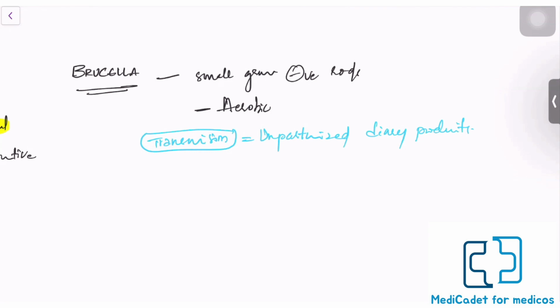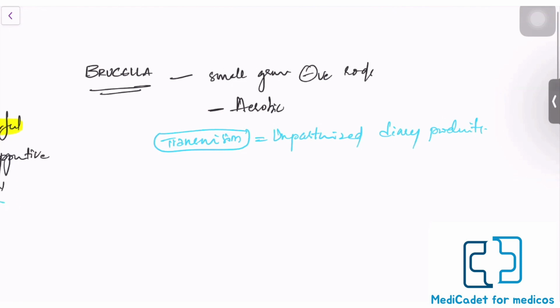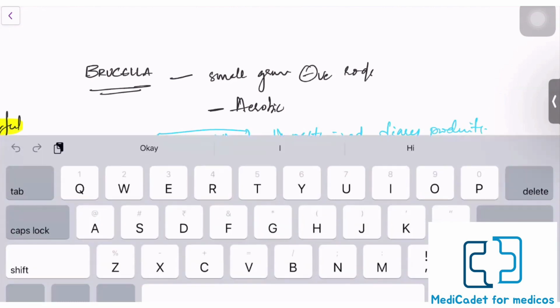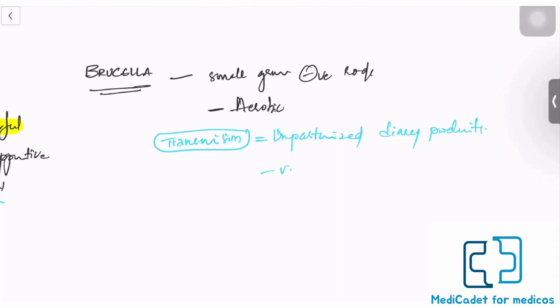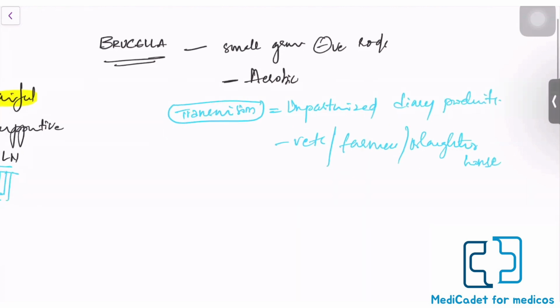Okay, so coming back to our topic, Brucella. The most common mode of transmission is unpasteurized dairy products. Generally, those who are in contact with animals, like vets, farmers, or those who work in the slaughterhouse, are the ones that have direct contact with animals, so they are the ones at increased risk.